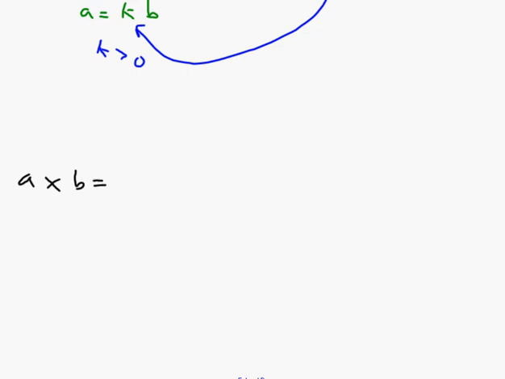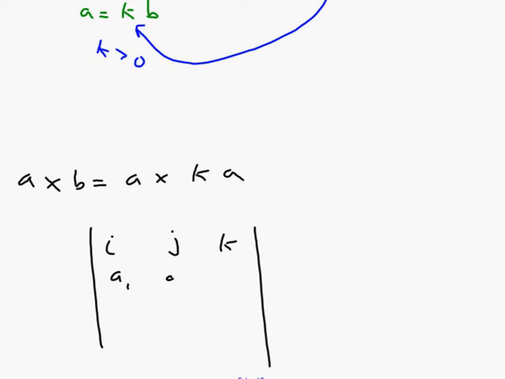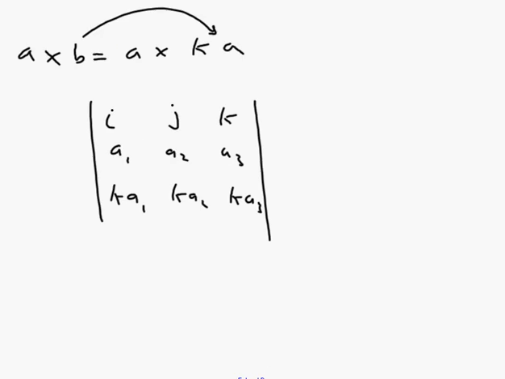A cross B, since the vectors are parallel, you're going to have A cross K times A, right? And our definition is going to look like this, I, J, K, or determinant, I should say. The components of A are A1, A2, A3. The components of B, which is really K times A, are KA1, KA2, and KA3.